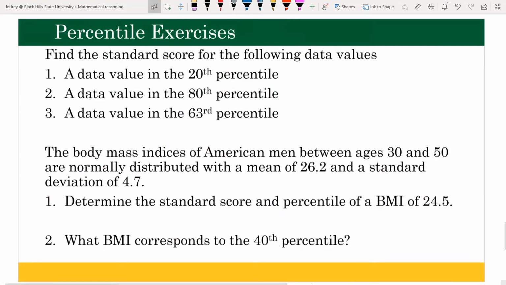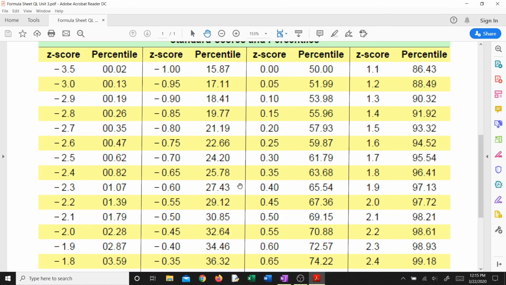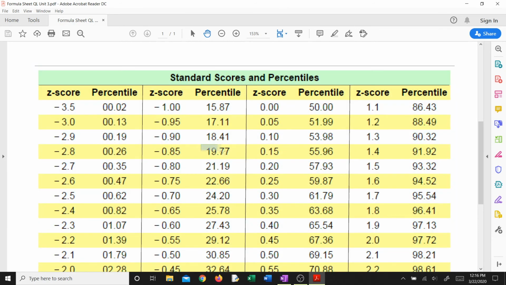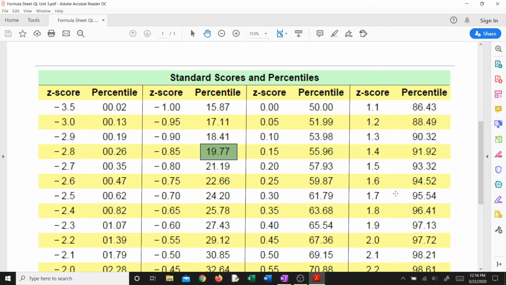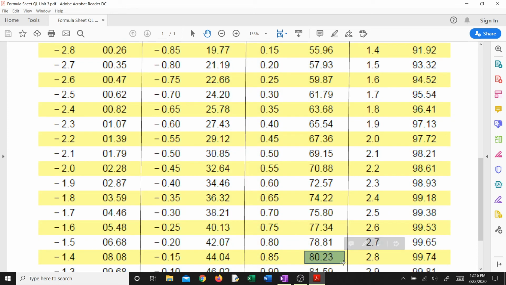In this case, we want to find the 20th percentile. So we need to look for the number closest to 20. And in this case, it's between these two numbers, 19.77 and 21.19. In this case, 19.77 is closer to 20. So the z-score that corresponds to that is negative 0.85. If we do this for the 80th percentile, we just again look to see what number is closest to 80. In which case we have 80.23, and that gives us the z-score of 0.85.